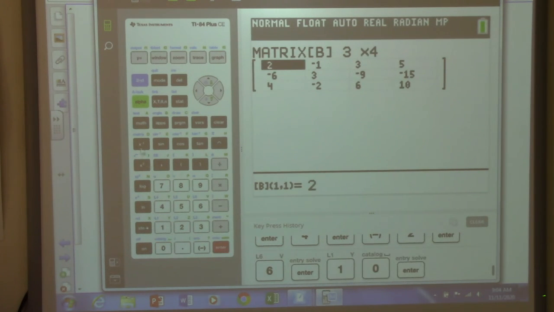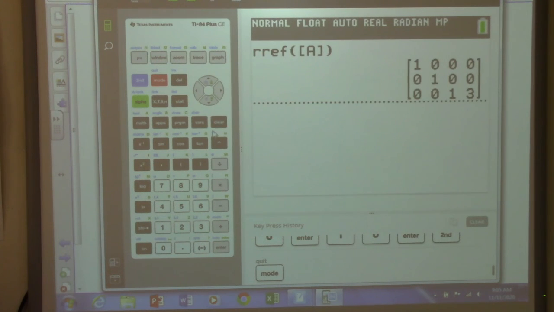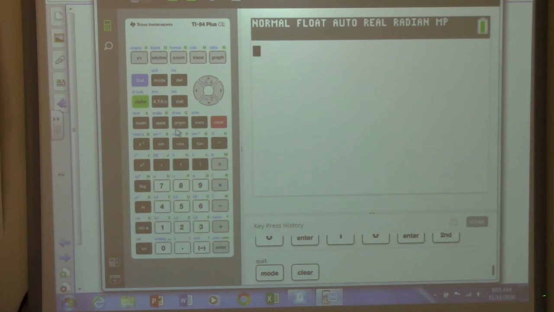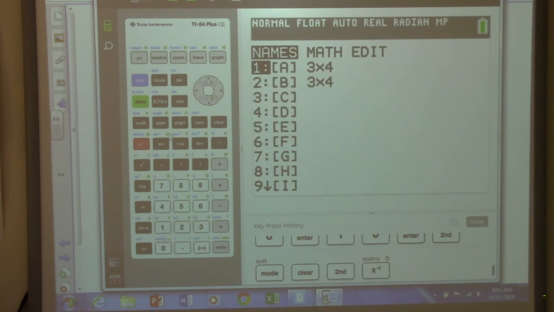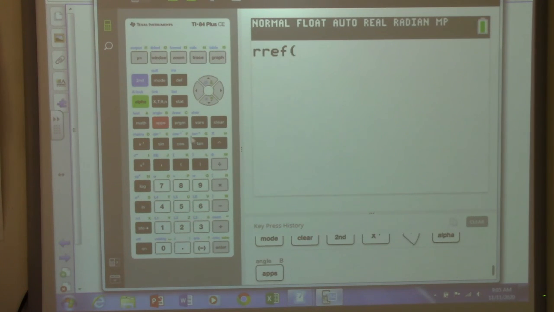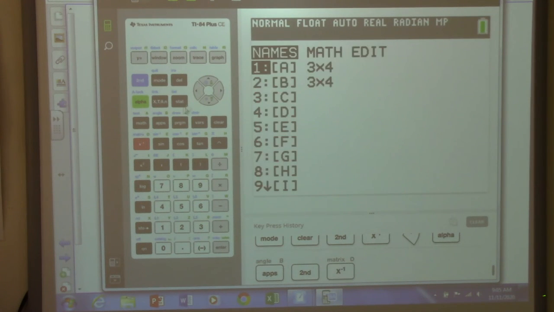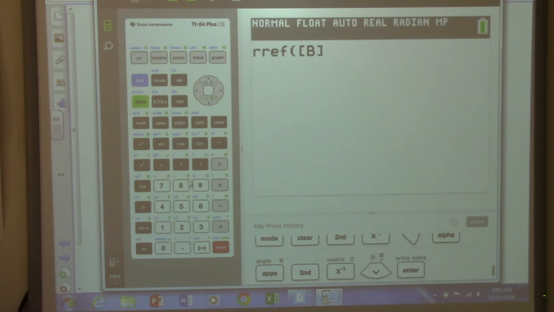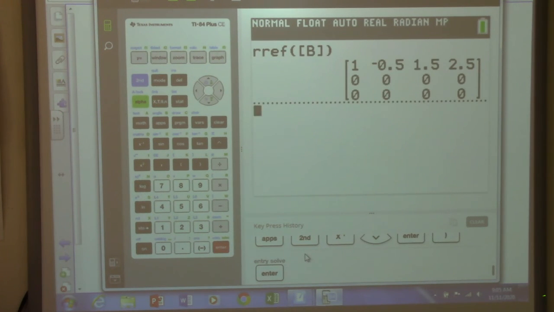So we have that, and this is matrix B. So I'm gonna clear out here. I go to second matrix again. This time we go to math. I'm going to go to alpha B to go to reduced row echelon form. And then second matrix, and I'm going to choose matrix B. And I enter that and press enter. Okay, is this what you got?